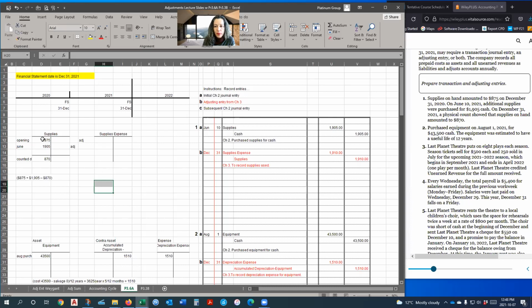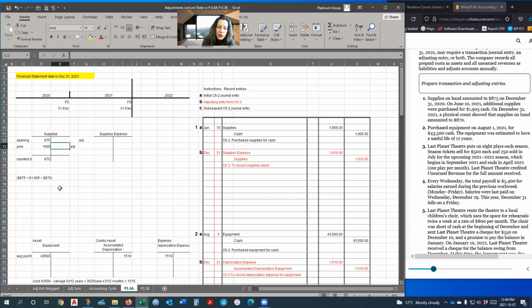And now we're going to move ahead in time to December 31st, where we want to prepare our financial statements. And we count what's left over, and we see what's left over is $870. So the proper balance for this account should be $870. So 875 plus 1,900 equals, I don't know, $2,700 or so, whatever it is. Over $2,000. But we only need $870 in the account.